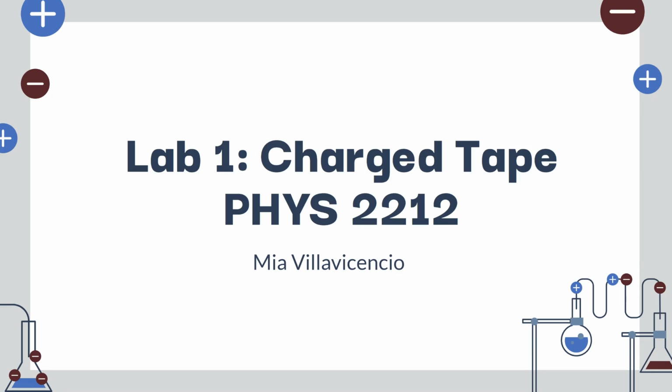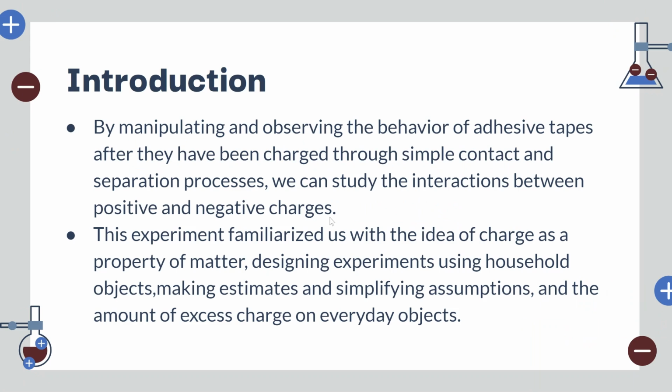Okay, so lab one had to do with the charge tape. By manipulating and observing the behavior of adhesive tapes after they have been charged through simple contact and separation processes, we can study the interactions between positive and negative charges in this lab. This experiment familiarized us with the idea of charge as a property of matter, designing experiments using household objects, making estimates and simplifying assumptions, and the amount of excess charge on everyday objects.